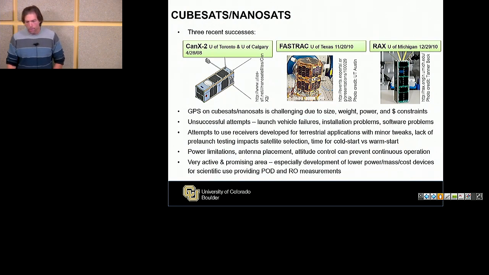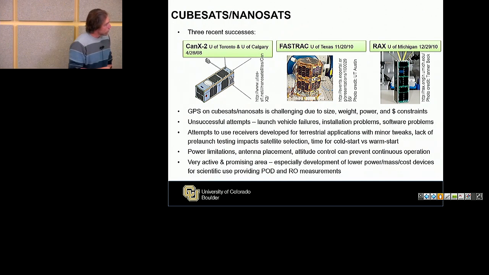CubeSats, we talked about what the Novatel can do. These are three recent success stories. CanX-2 is flying a Novatel receiver. I don't know what the other ones do, Fast Track and Reax. I'm not sure what the other receivers are. But Surrey makes a receiver on the order of tens of thousands of dollars that you can fly, which has flown in space. So it's not difficult to get a GPS receiver for space these days.